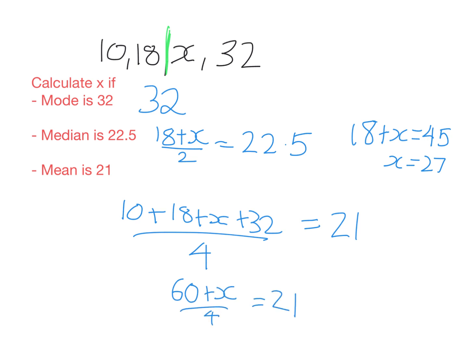All right, we solve this equation just like we solved this one here. Multiply each side by 4 to get rid of the fraction. I get 60 plus x equals 84, and then I simply subtract 60 from both sides. x is 24. So in this example, if the mean of these 4 scores is 21, x, this score here, must be 24.